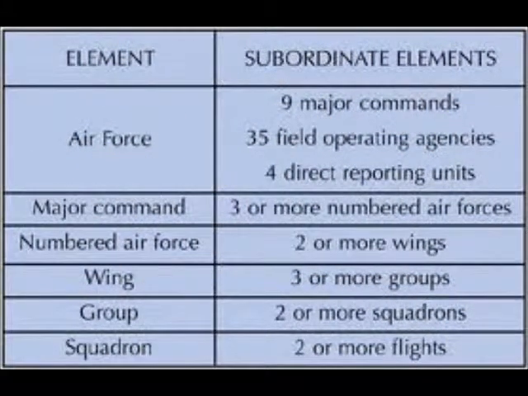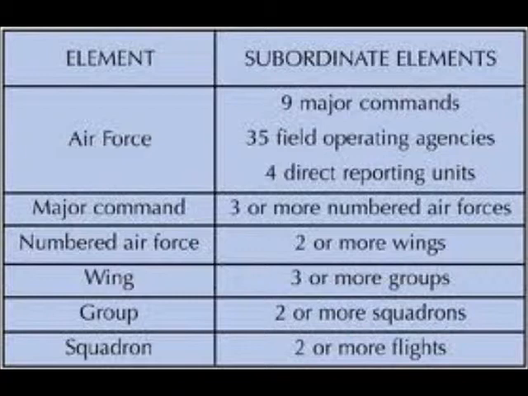So the smallest unit in the Air Force is a section. And a section consists of 2 or more airmen that can form a section. And generally, it's the place where the airmen work. So like the life support section or administrative section, that kind of thing.